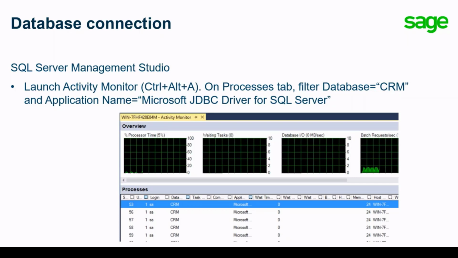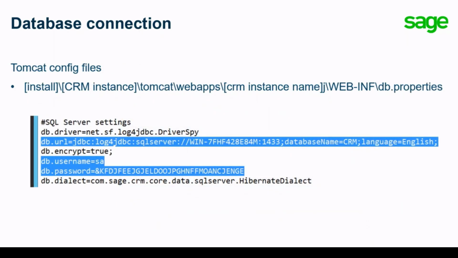So let's look at what happens if there isn't a connection. Well, the first thing you need to do is go check the Tomcat config files. So you'll go into the install directory, then your instance name, then Tomcat, web apps, then CRM instance name. So if it was called CRM, it would be CRM and then the J.